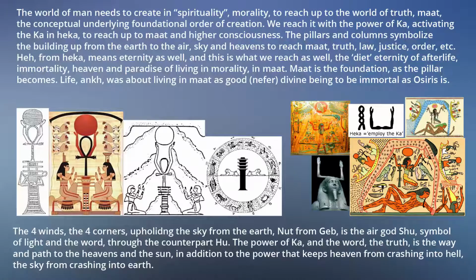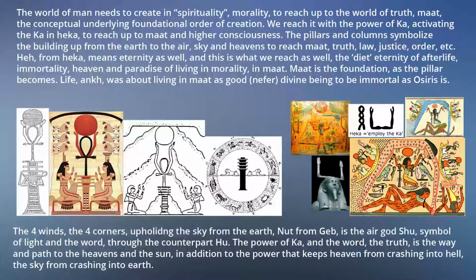So again, when you look at earth and air, well, you got to go from the earth to the air, sky, heavens, etc. To create a heaven and a paradise on earth, well, you got to reach that yourself in consciousness, and then you can manifest it externally. So we reach it with the power of Ka, the power of strength of our Ka, our actions and our deeds, activating the Ka in Heka, which is the personification of employing the Ka or activating the Ka, which I have here over to the side.